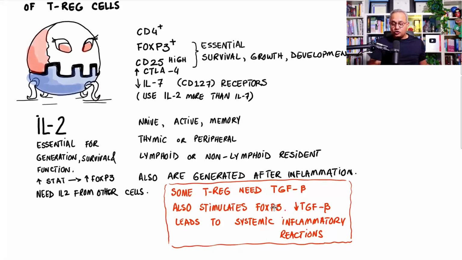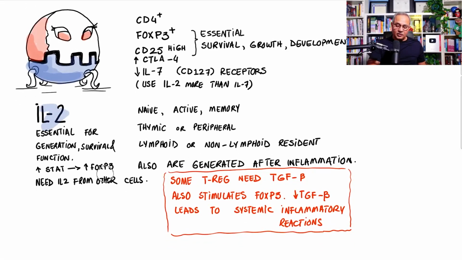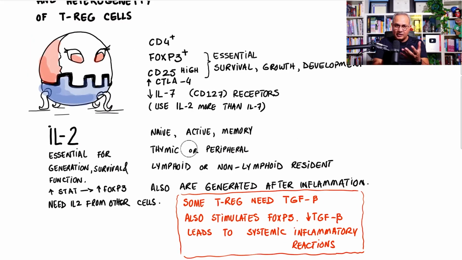Now, interleukin 2, as I just discussed, works through FOXP3. So that means interleukin 2 is going to be important for generation, survival, regulation, and function of the regulator cell. Interleukin 2 works through the JAK-STAT pathway. So it influences the STATs, which then influence the FOXP3, which in turn promotes the activity of the regulator cells. The regulator cells, these are CD4 helper cells, right?